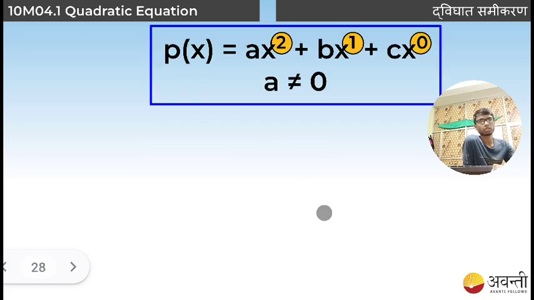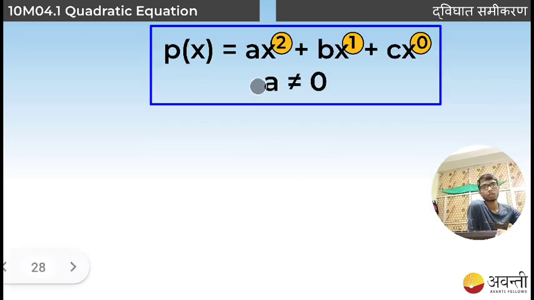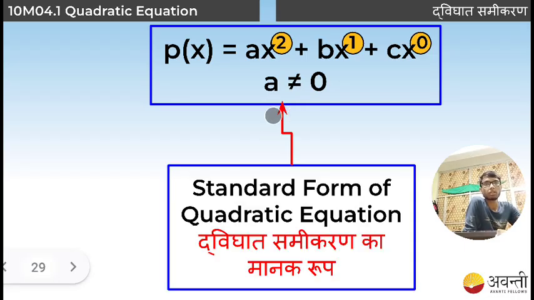Clear? Now in this, let's say ax raised to power 2 plus bx. This is 2, the 1 is hidden, and this x raised to power 0 is completely hidden. As we know, x raised to power 0 gives 1. That's why c multiplied by 1 becomes c. Here we already know that a will not be equal to 0. This is the standard form of a quadratic equation. Any equation you have that is not arranged, you can arrange it in this form.